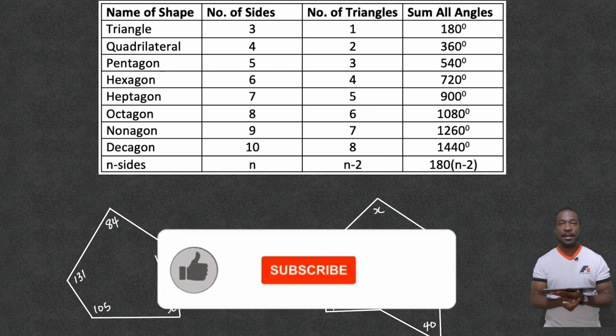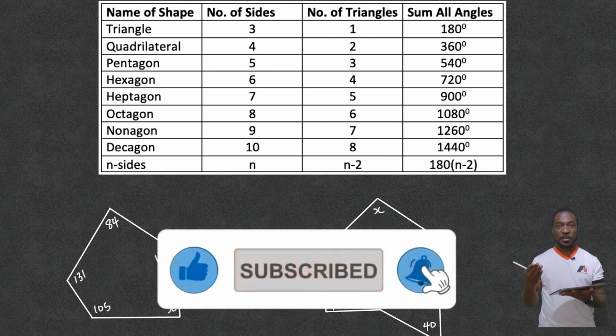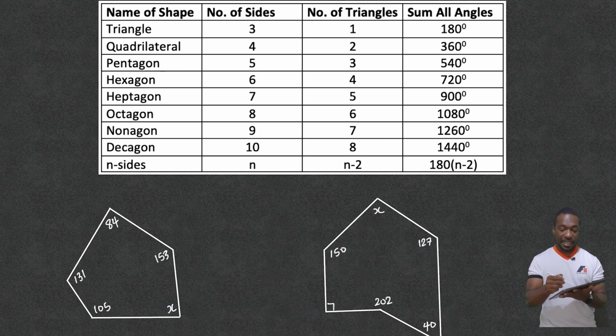So just over here, I've got a convenient table that shows you all of the shapes up to a decagon and the number of triangles that are in that shape. Now, can you see that pattern? I'm going to try and be a little bit obvious here. Look at this. Quadrilateral's got 4 sides and 2 triangles. Pentagon has got 5 sides and 3 triangles. Did you notice that the number of triangles is always 2 less than the number of sides?